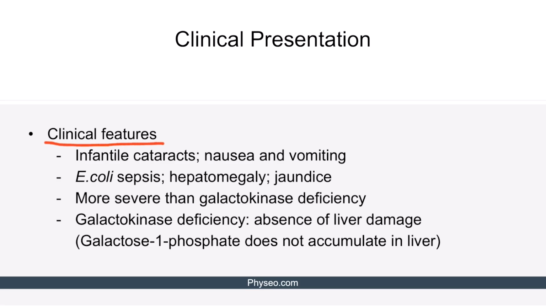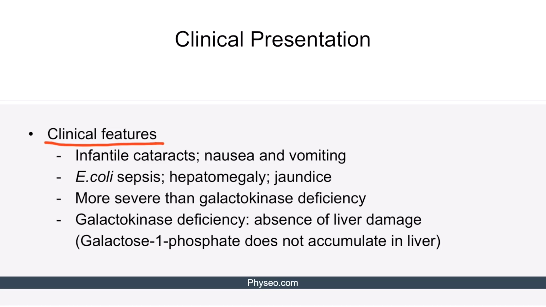Clinical features of a neonate with classic galactosemia include infantile cataracts due to galactitol-mediated osmotic lens damage, in addition to nonspecific GI symptoms like nausea and vomiting. This condition predisposes patients to E. coli sepsis, and this is commonly a tested point. Finally, these patients all have hepatomegaly and jaundice due to galactose-1-phosphate accumulation in the liver.